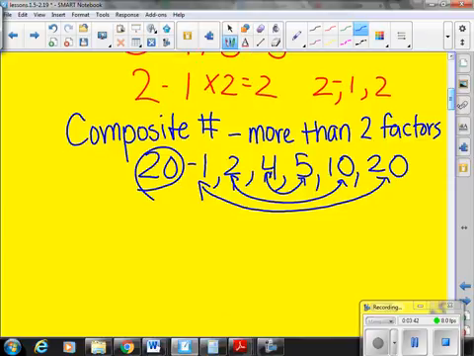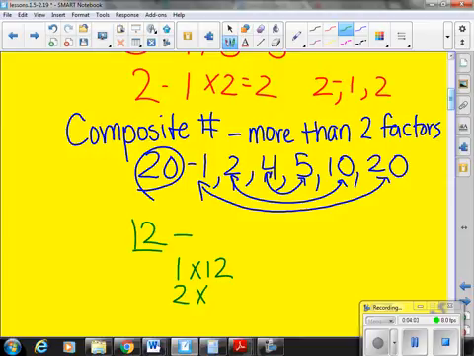Another example of a composite number is the number 12. Think about what numbers I can multiply together to get 12. Well, I'm going to start right with 1 times 12. And then I'm going to try 2 because I see that 12 is an even number. So 2 times 6 is 12. Now when I think about 3, I know that I can multiply 3 times 4 to get 12. I know that 5 won't work, and I already have 6 right here. And so I'm pretty much done with my factors.